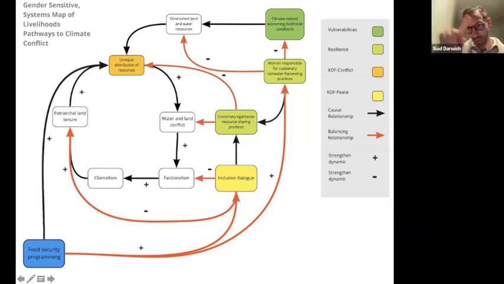And so once you have this conflict loop here on the left-hand side, neat little conflict loop, we then think of, okay, what are both the factors for peace and social cohesion that could influence this loop in a positive way?